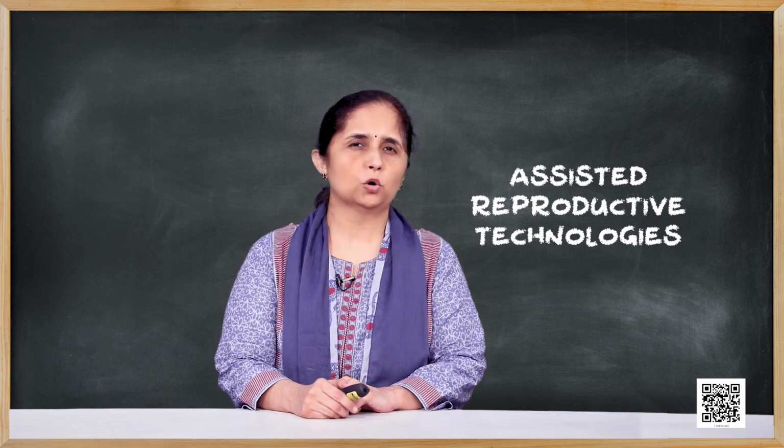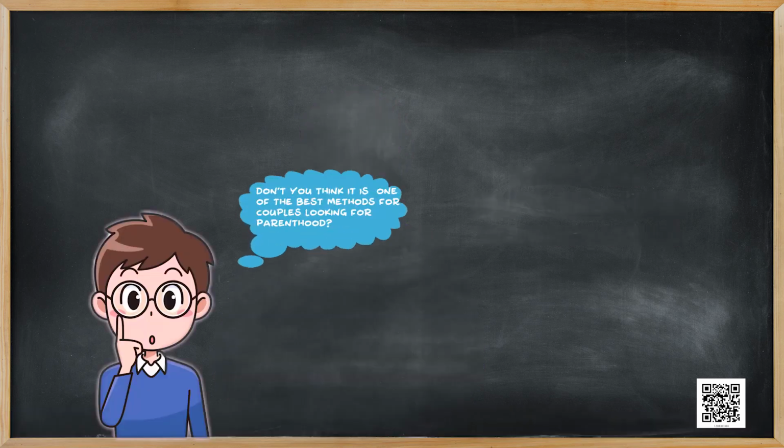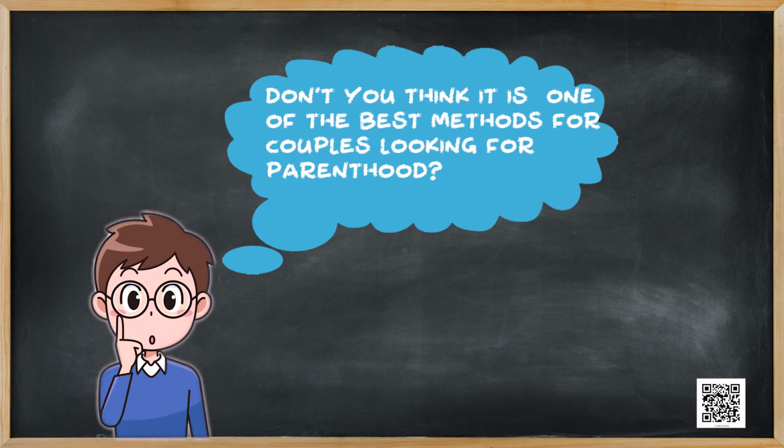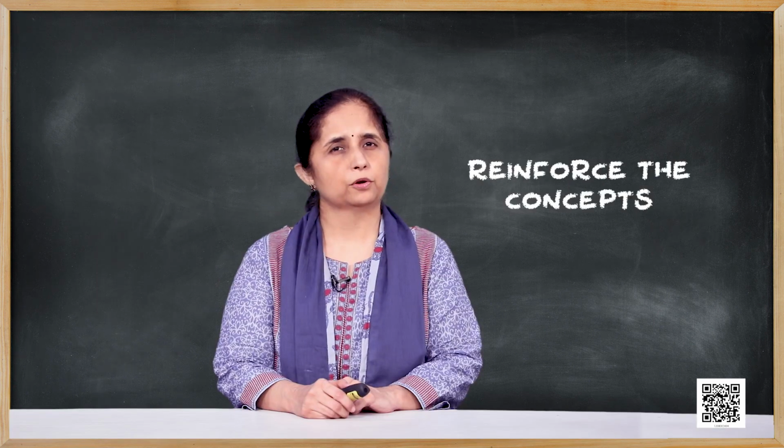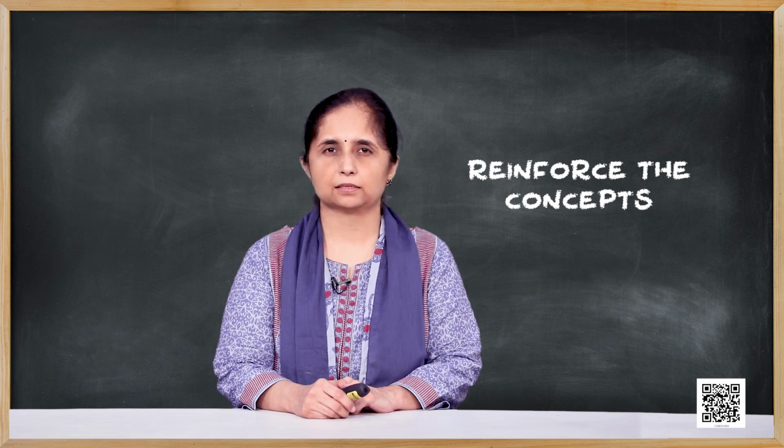The ultimate aim of all these procedures is to have children. In India, we have so many orphaned and destitute children who would probably not survive till maturity unless taken care of. Our laws permit legal adoption, and it is as yet one of the best methods which can help childless couples. Don't you think it is indeed one of the best methods for couples looking for parenthood? Discuss with your peers. Let us now reinforce the concepts learned.